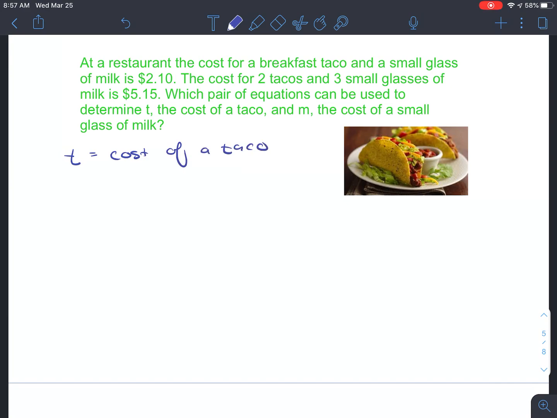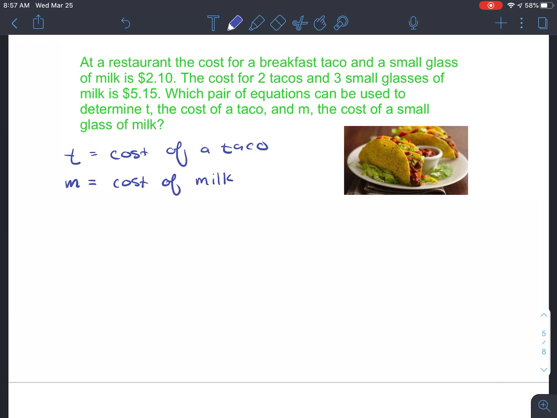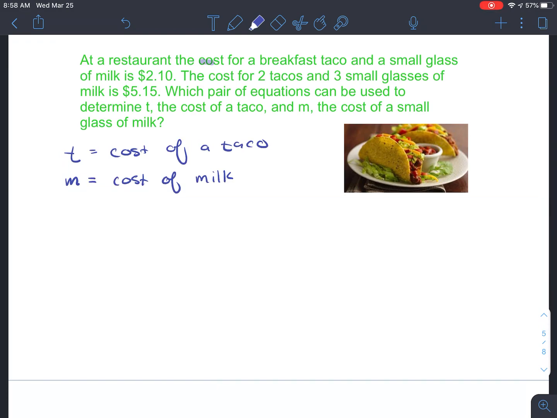T is the cost of a taco, and M is the cost of a glass of milk. Okay, so we're going to look for two relationships that compare these two values. So let's take a look. Let's pick a different color. At a restaurant, the cost for a breakfast taco, okay, and a small glass of milk is $2.10.